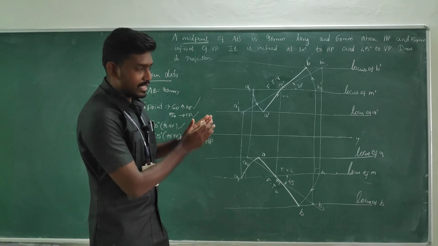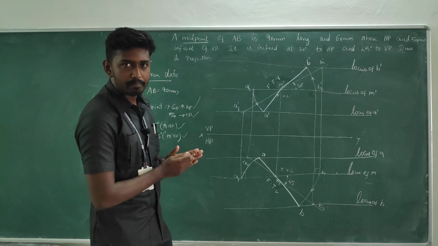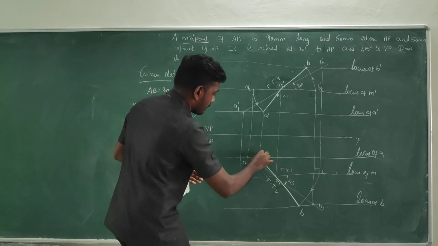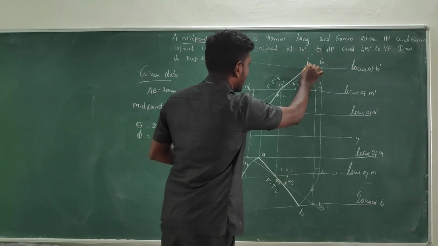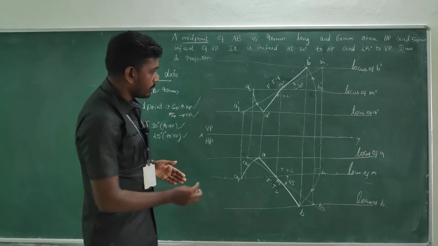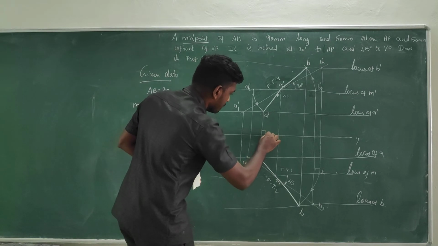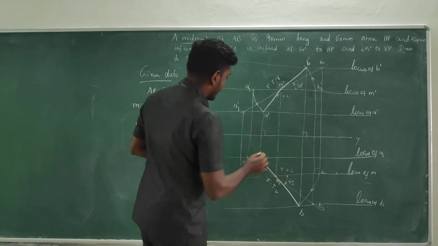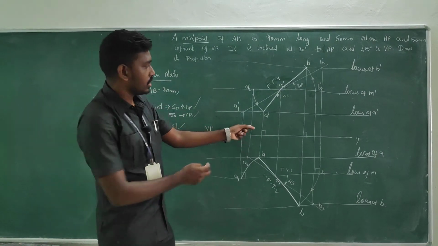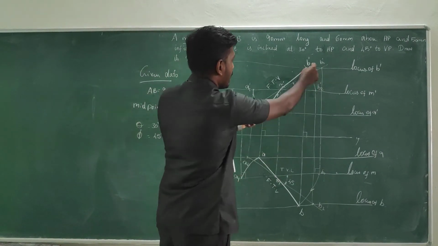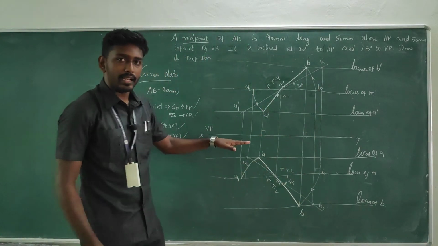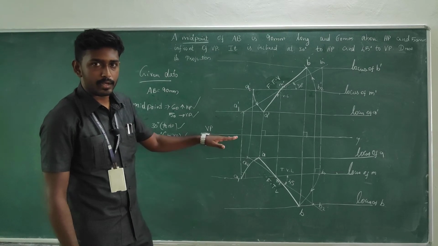If you want to check whether the diagram is right, you can join a line A dash to A, as well you can join a line B dash to B. While doing this, if you get the end projectors at 90 degrees to the XY reference line, then your profile is right. When you are joining A dash to A, B dash to B, if the line is 90 degrees to the XY line, then the drawing is right.